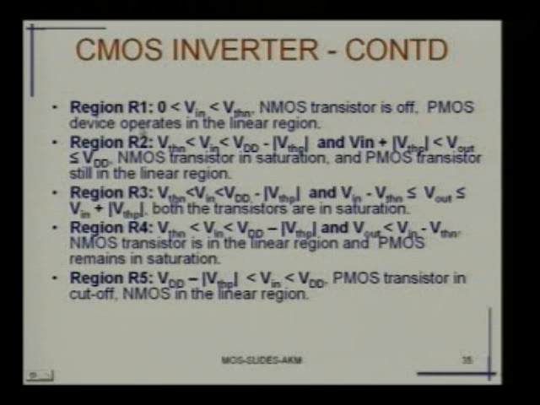We have already seen that as long as the input voltage is less than the threshold voltage V threshold of the n-type, the n-type is cut off, and the p-type is now in linear region. Similarly, the other way.